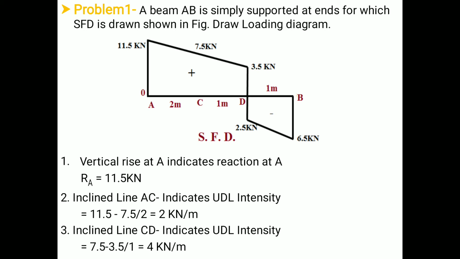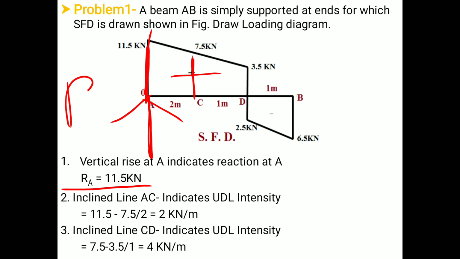We have a vertical rise at A. It indicates that a reaction is acting at point A, and that reaction Ra is equal to 11.5 kilonewton, because in the shear force diagram we have a vertical rise at point A. As this vertical rise is in the positive region, we have a vertical reaction at point A. So this reaction is Ra, and the value is 11.5 kilonewton.